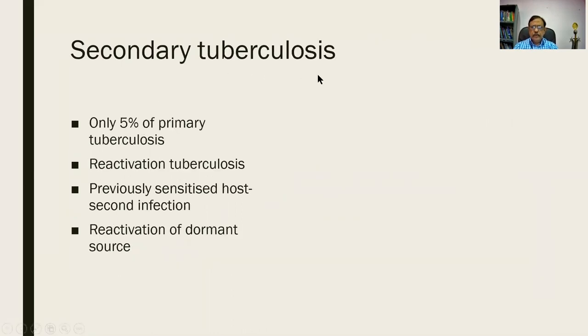Coming to secondary tuberculosis proper, only 5% of the cases of primary tuberculosis go in for secondary. Sometimes there can be a reactivation of a primary tuberculosis. Otherwise, a host is affected by a second infection when he is previously sensitized. These are two different things, and it will be clarified. And in some cases, there can be a reactivation of a dormant source. A patient would have had a primary tuberculosis, and later on somehow it becomes reactivated.